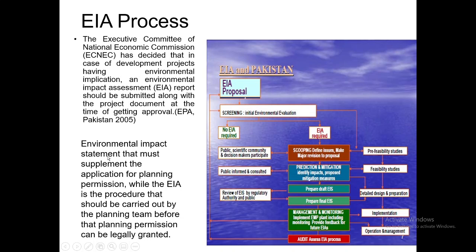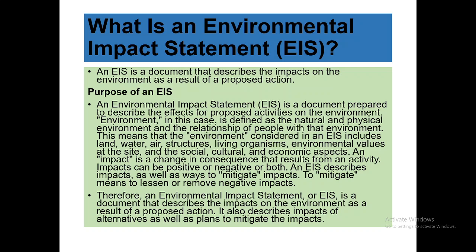In this case, we must also have a view of what an environmental impact statement is. For the detail of this, you can go through this slide. An environmental impact statement is a document that describes the impact on the environment as a result of a proposed action. How can we differentiate EIS from EIA? EIA is the set of procedures adopted for conducting the impact assessment, while EIS is the document, a report prepared on that basis.